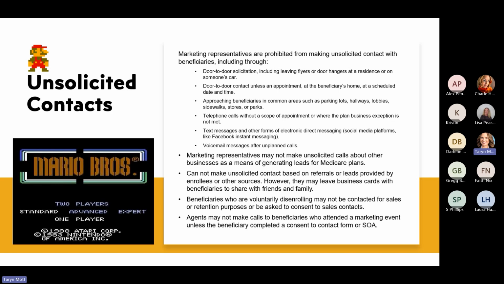Marketing representatives may not make unsolicited calls about other businesses as a means of generating leads for Medicare plans. So if you are in the financial services world, you're not supposed to use your people for other business to generate leads for Medicare. Now, if they ask you about Medicare, totally fine. You cannot make unsolicited contact based on referrals or leads provided by enrollees or other sources. However, they may leave business cards with beneficiaries to share with their friends and family.